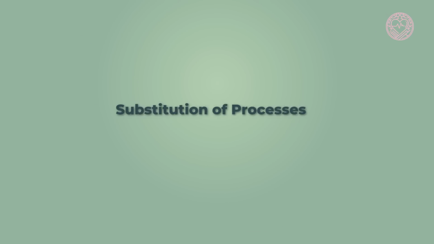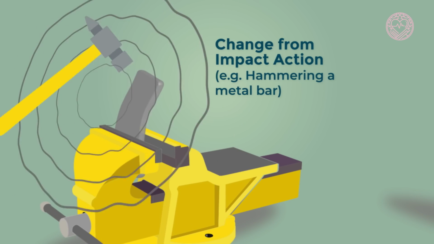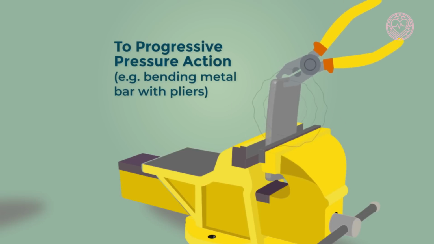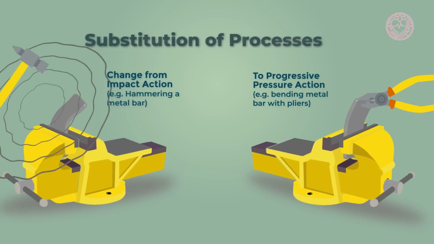Substitution of process. Change from impact action, for example hammering a metal bar, to progressive pressure action, for example bending a metal bar with pliers.